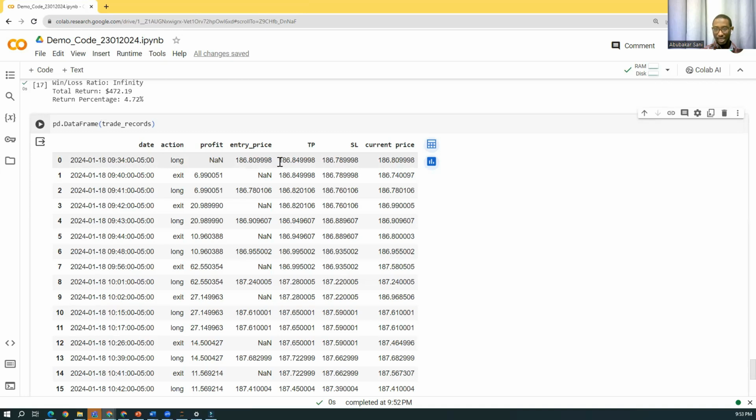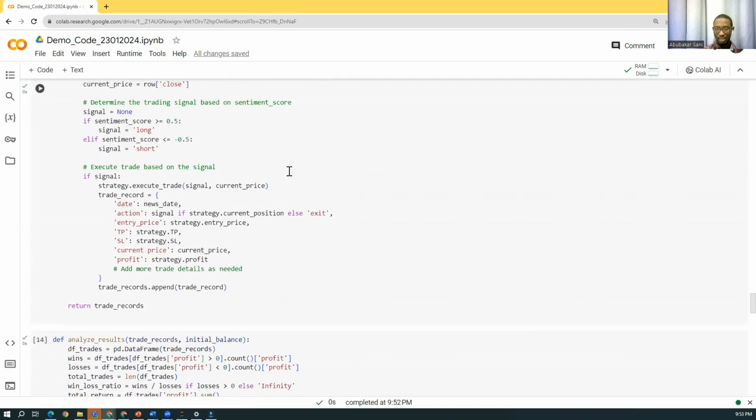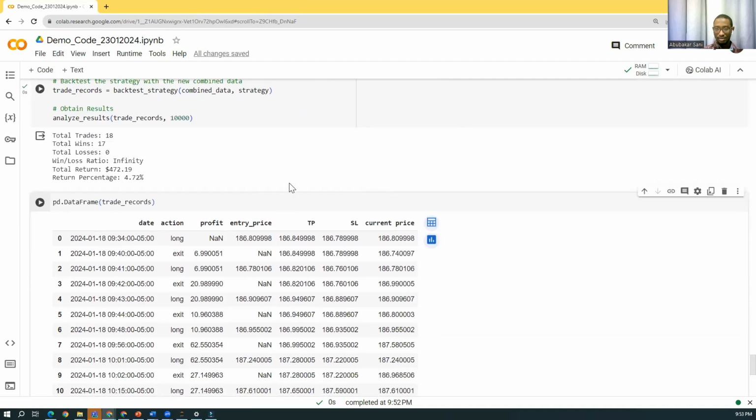I set my TP to be 186. Here I assume there is a leverage of 1 to 100. If you are trading, some brokers give you leverage, meaning that if you bring in $1, they can give you $100 to go and trade. If you bring in $10, they give you $1,000 so that they boost your profitability. So a small move is enough, because stocks don't move that much.